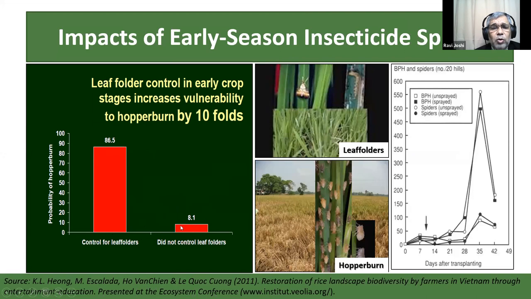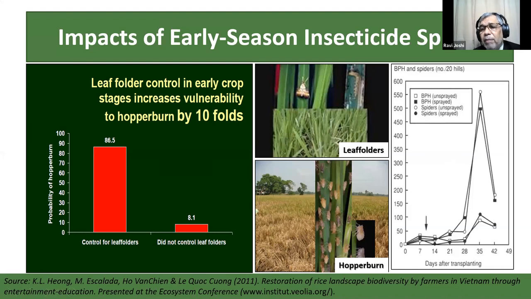If you control leafhoppers with insecticides, then you get a problem of planthoppers almost tenfold. So what happens is that early application of insecticides is causing a problem in the resurgence of other pests. On the right-hand side, you will see a graph. And this is my PhD work in the 1980s.